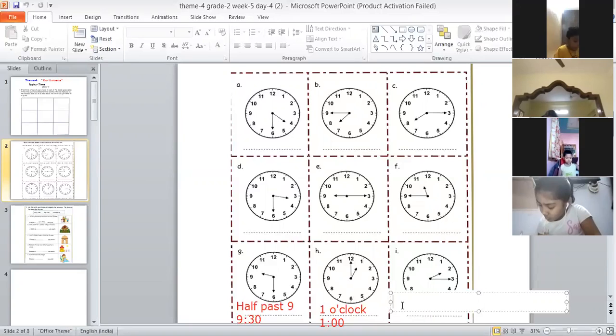And in quarter form, how can we write it? Quarter past 2. Quarter past or quarter 2? Hello, ma'am. Yes, ma'am. Quarter past 2. Quarter past 2. Are we audible to you? Yeah, ma'am. Okay, good. That's the right answer. This is quarter past 2.